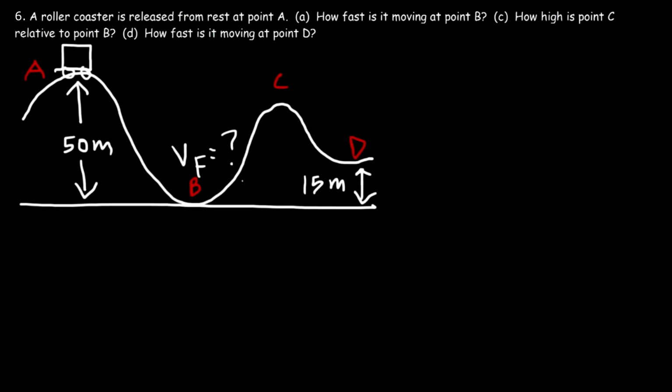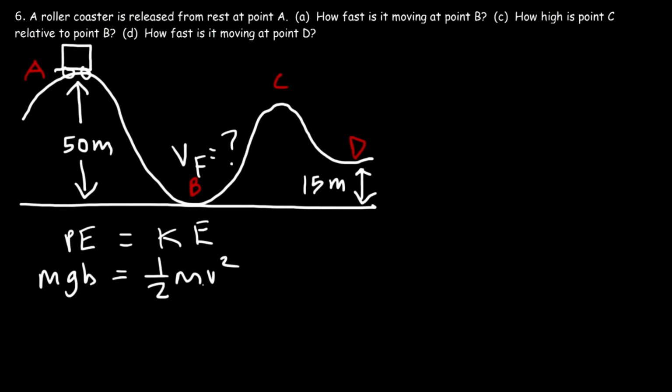At point A, the roller coaster has potential energy. At point B, all of that potential energy is converted to kinetic. So let's set the potential energy at point A equal to the kinetic energy of the roller coaster at point B. So we have mgh will equal 1/2 mv squared. So we could divide both sides by m.